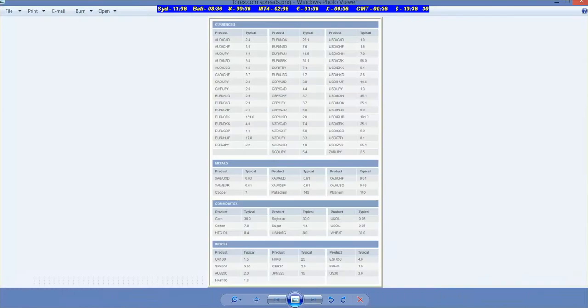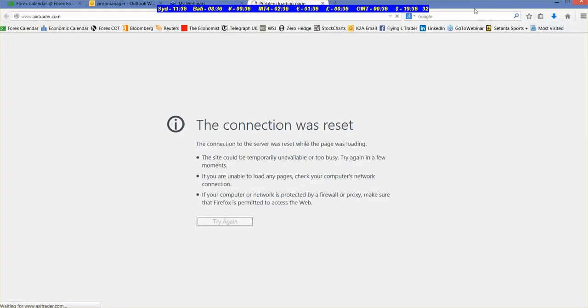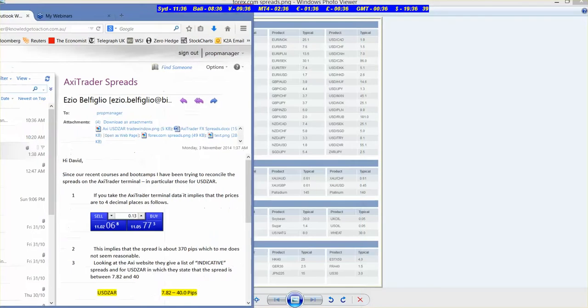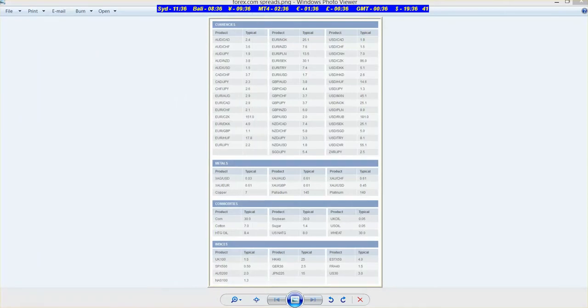I don't know why that's taking forever. I'm not going to bother with it now, but you'll be able to get it from their AxiTrader website.